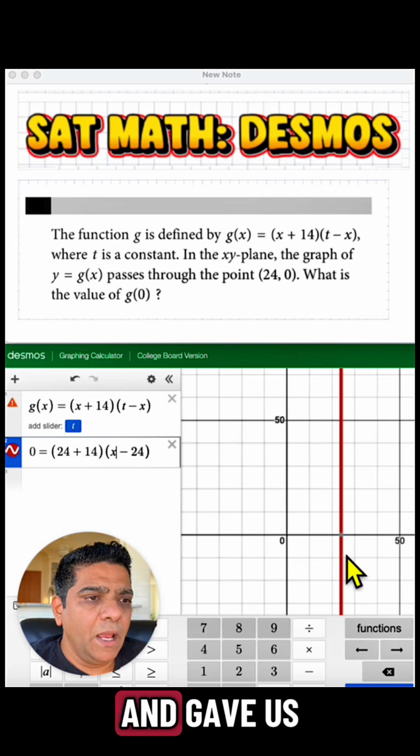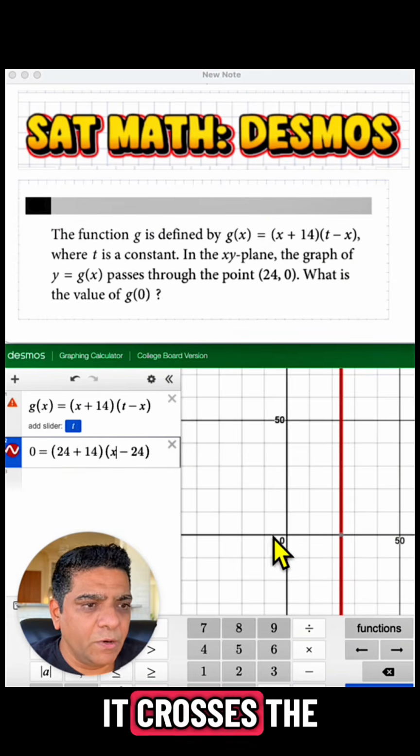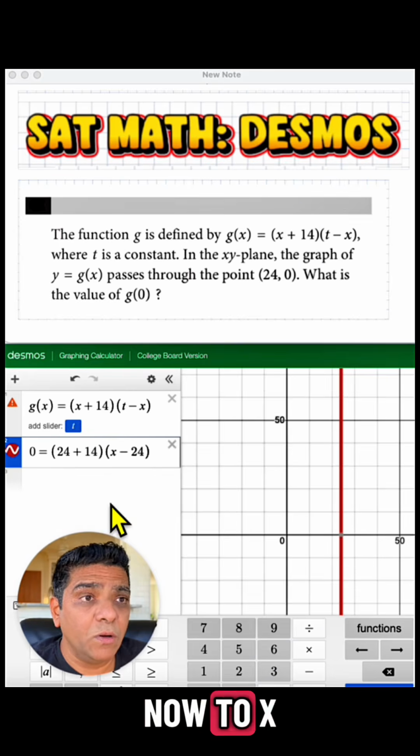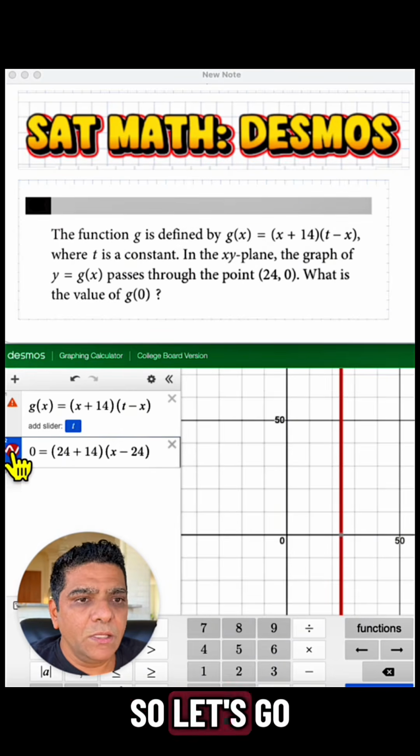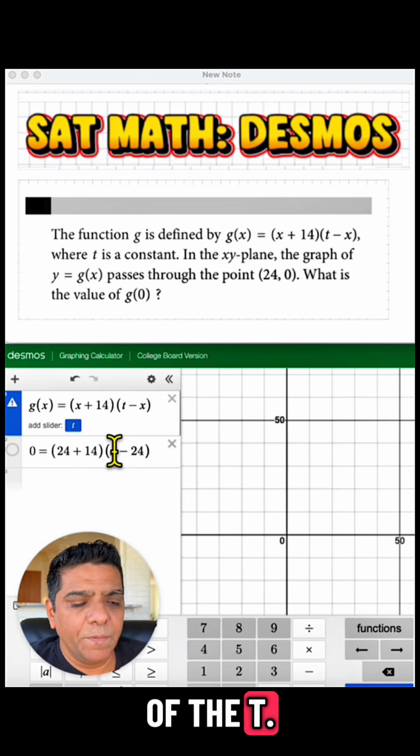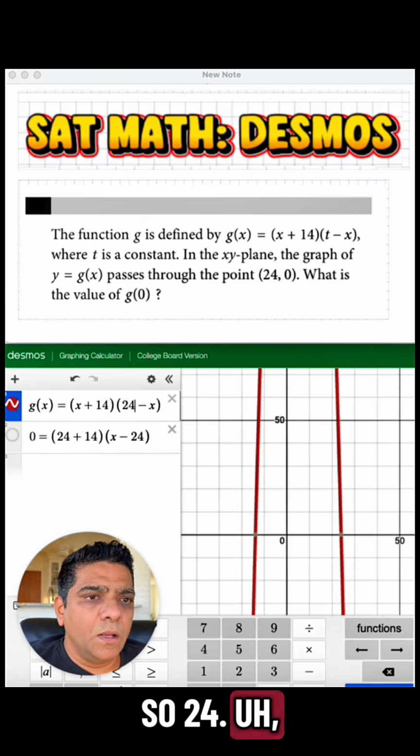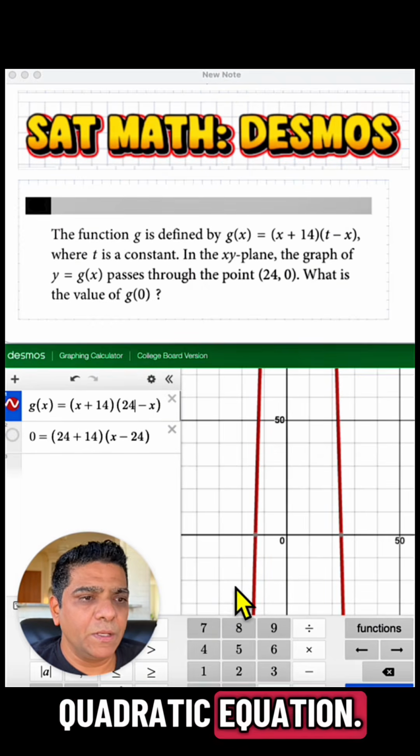That solved it and gave us a t value of (24, 0). It crosses the x-axis, so that's 24. So we now know that t is 24. Let's put 24 instead of the t. When I do that, now it gives me a quadratic equation graph right here.